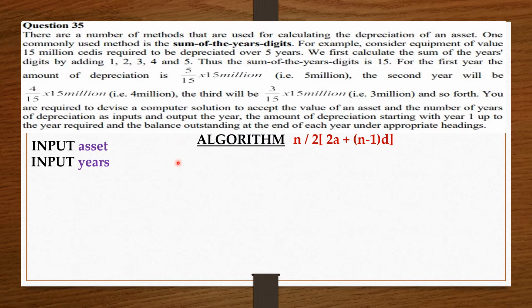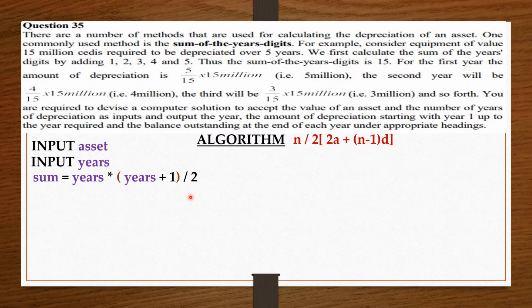Given the years, we know the arithmetic progression formula, which is n over 2 multiplied by 2a plus n minus 1 times d. We know a to be the first term and d to be the common difference. So a in this case is 1 and d is also 1. When I simplify, I'm going to get n times n plus 1 all over 2. In this case, n is going to be years. So I know that the sum of the years is going to be sum equals years times years plus 1 all over 2. This is going to give me the sum of the years' digits.